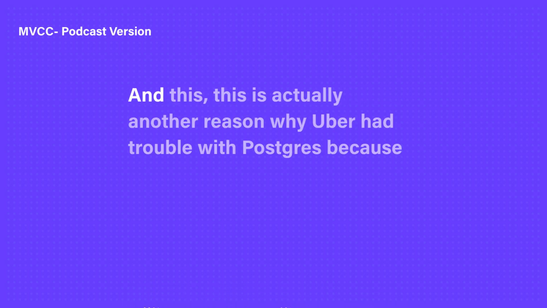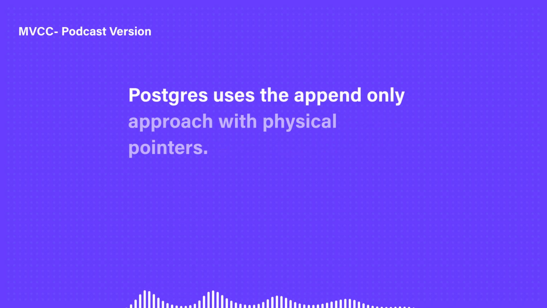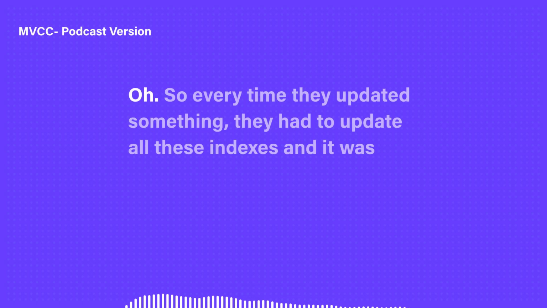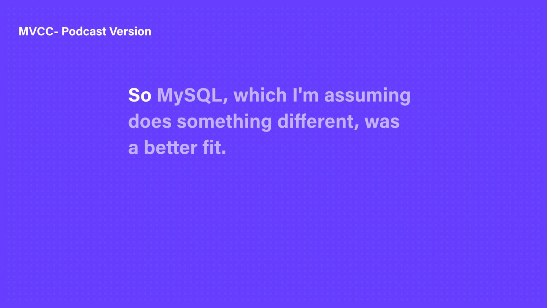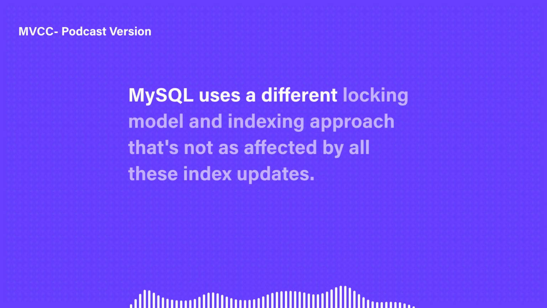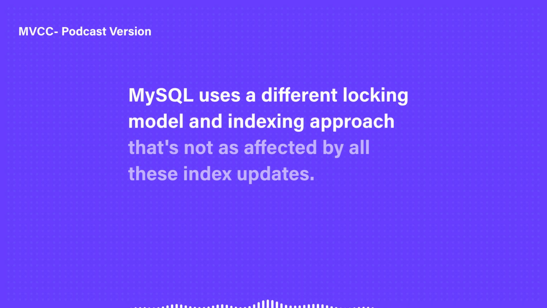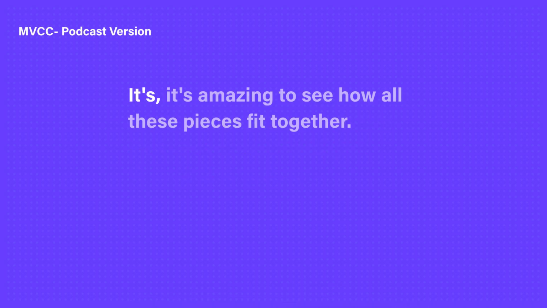Exactly. And this is actually another reason why Uber had trouble with Postgres, because Postgres uses the append-only approach with physical pointers. Oh. So every time they updated something, they had to update all these indexes, and it was just killing their performance. I see. So MySQL, which I'm assuming does something different, was a better fit. Yeah. MySQL uses a different locking model and indexing approach that's not as affected by all these index updates. It's so fascinating. It's amazing to see how all these pieces fit together.